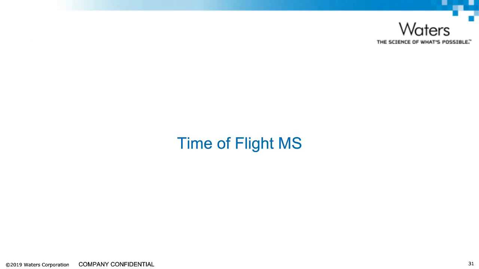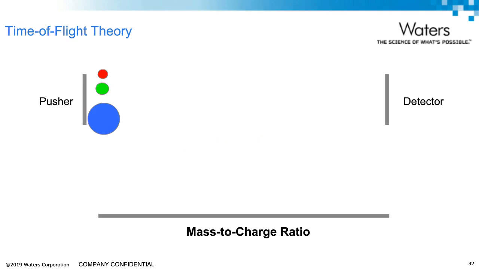Now, let's turn our attention to time-of-flight mass analyzers. Here is a diagram of how time-of-flight mass spectrometers work in principle. Think of it like the 100 meters track race at the Olympics.